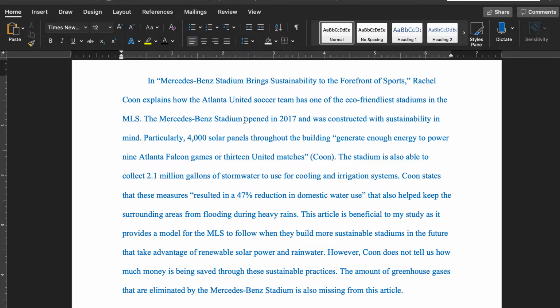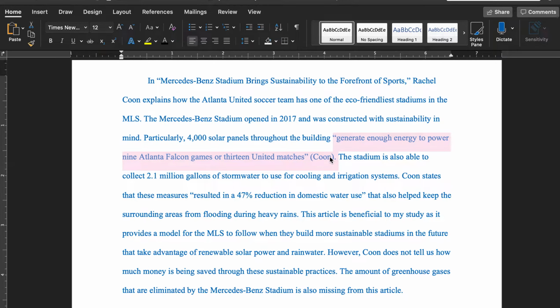Then comes my summary. So I started talking about the stadium. I started talking about specifics. We get to my direct quote right here. Notice how a direct quote is when you extract information from the article and you put it directly into your writing, right? You don't change any words, you put it directly into the writing. And you'll say, okay, particularly 4,000 solar panels throughout the building, quote, generate enough energy to power 9 Atlanta Falcons games or 13 United matches, Kuhn. Now, I put her last name here because I didn't start it off by saying Kuhn states or in Kuhn's article, right? We have to put some kind of tagging here to let the reader know where this came from.